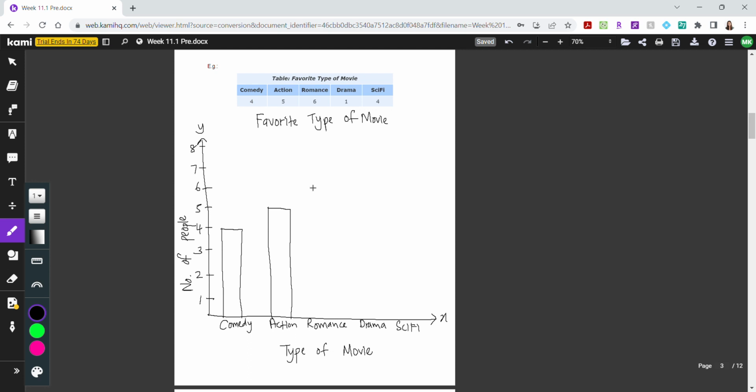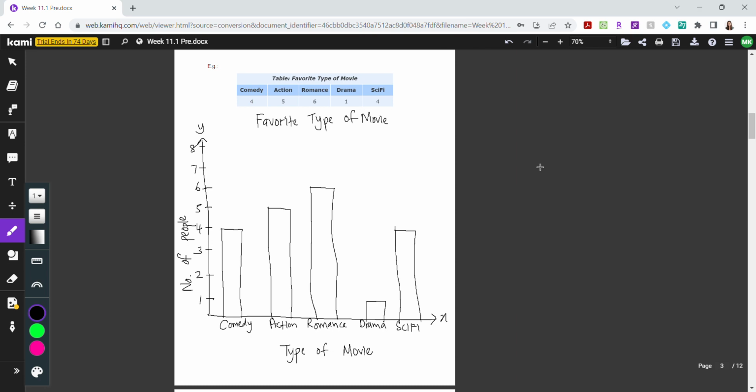Alright, now romance has 6 people, so you want to draw that like that. Make sure your lines are straight, so use a ruler, please. Alright, drama has 1 person, so it'll be really, really small, like just right there. And sci-fi 4. Alright, so we estimate, obviously use a ruler, should be around there, maybe a little bit less. Alright, so this is how your bar graph will look like, roughly. Obviously, it'll look a lot neater if you're using a ruler, but yes, this is how you make a bar graph. And then from here, now you can interpret information if you're not given a table.